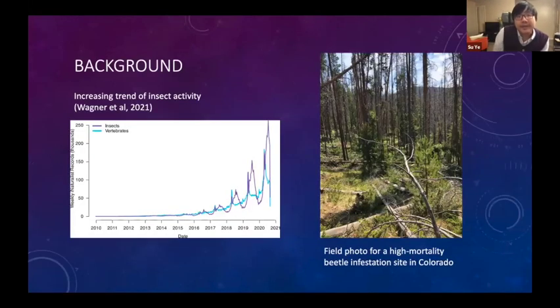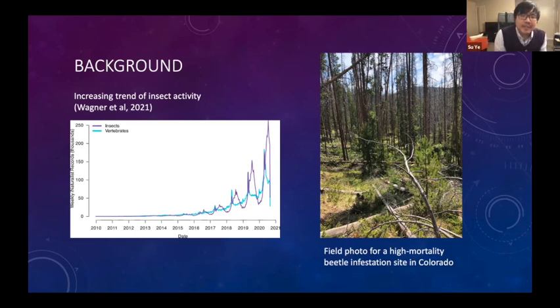Some background here: we've been seeing many reports showing a significantly increasing trend of insect activities in the recent 10 years. This is mainly triggered by climate warming. Also, many predictions show the temperature will continue to increase for this century. So it's very likely the insect or pest disturbance will be increasing in the future. So we are studying insect disturbance not only for now, but also for the future.